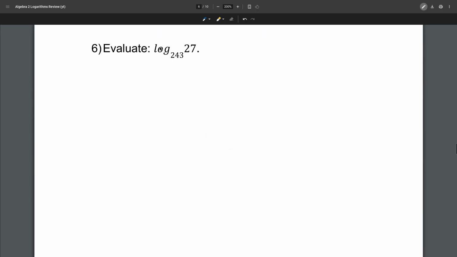Problem 6, we have log base 243 of 27. We want to evaluate this. So we can say this equals, using the change of base rule here, a log with some base c of 27 over log with some base c of 243.